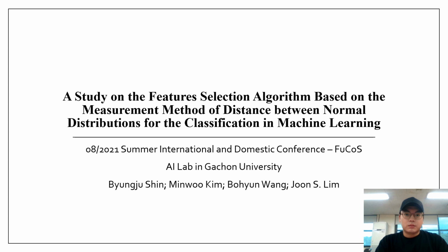So let's start. The title of our paper is a study on the feature selection algorithm based on the measurement method of distance between normal distributions for the classification in machine learning.